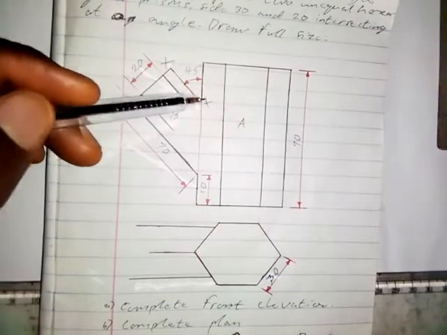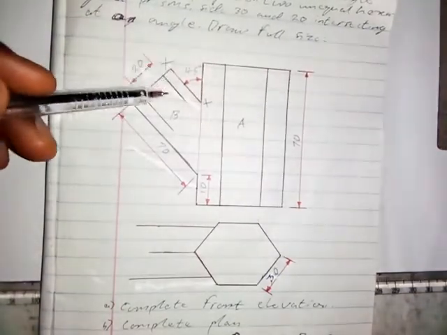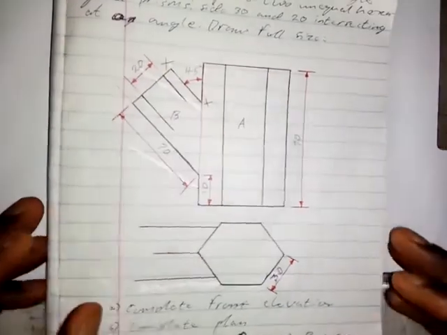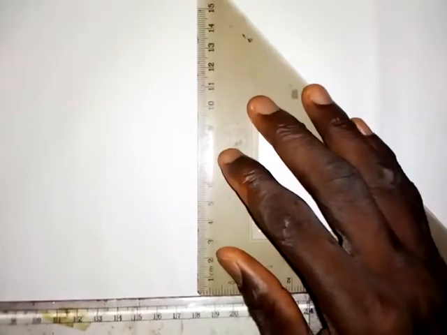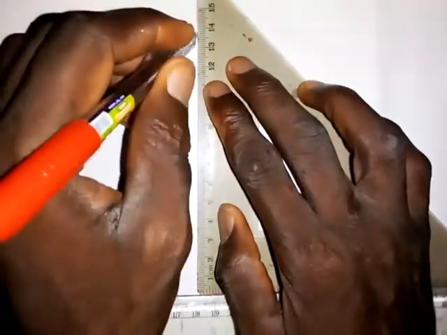Before that, this is point XX that we are asked to use as a seam when we have to develop this prism B. Now let's start. As we are told that the side of the vertical prism is 30 millimeters, first of all, draw a vertical center line.